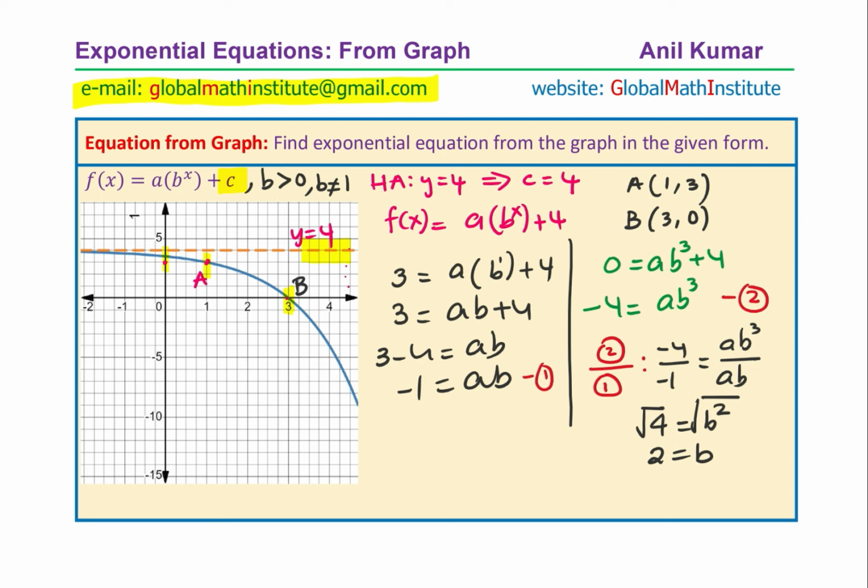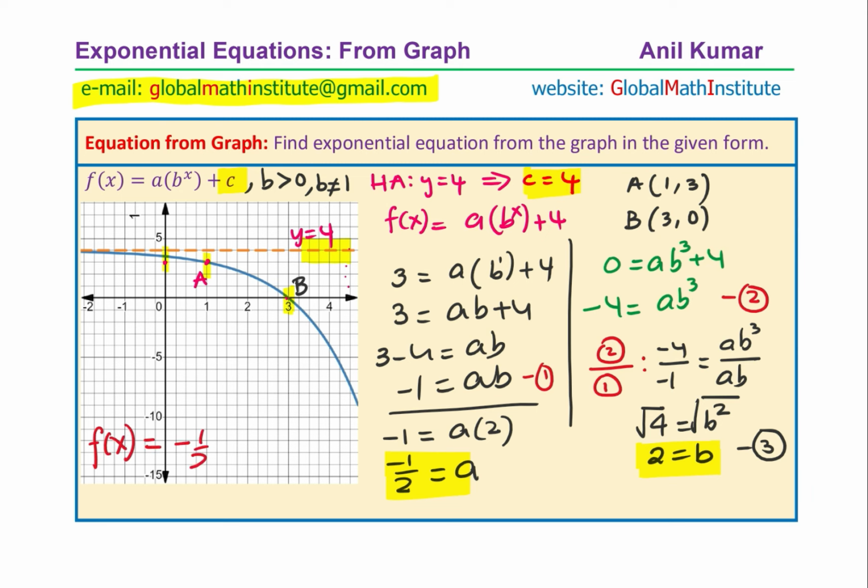Since we have found the value of b, we can now substitute here. So substituting b as 2, let me say this is equation number 3 for us. We get minus 1 equals a times 2, right? So minus half is the value of a. Makes sense? So we have found the value of a as minus half, b as 2 and c as 4. And that gives us the equation which is f of x equals minus half times 2 to the power of x plus 4.